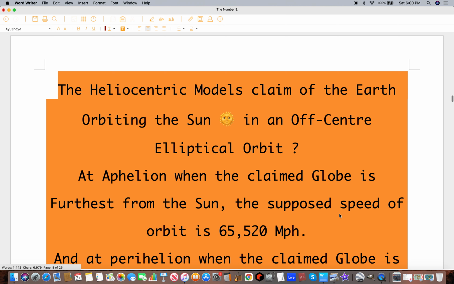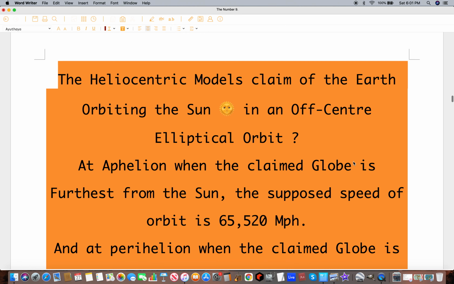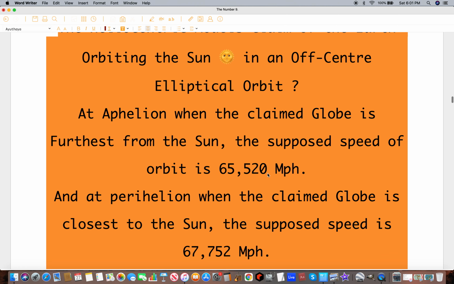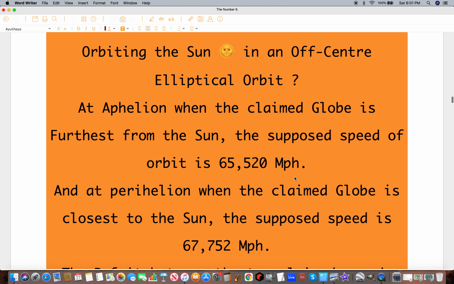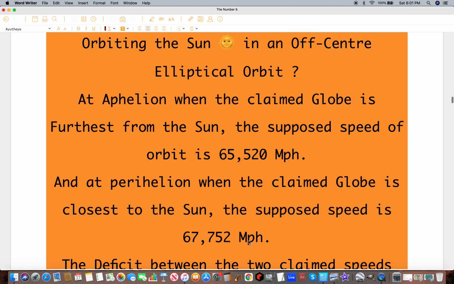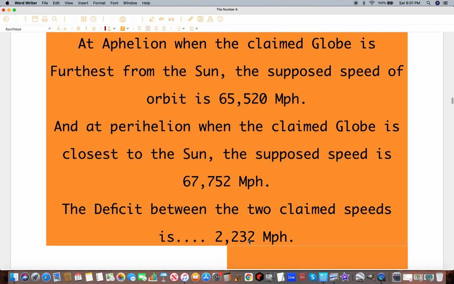Now, the heliocentric model claims the Earth orbits the Sun in an off-center elliptical orbit. At aphelion, when the claimed globe is furthest from the Sun, the supposed speed of orbit is 65,520 miles per hour. And at perihelion, when the claimed globe is closest to the Sun, the supposed speed is 67,752 miles per hour. The deficit between the two claimed speeds is 2,232 miles per hour.